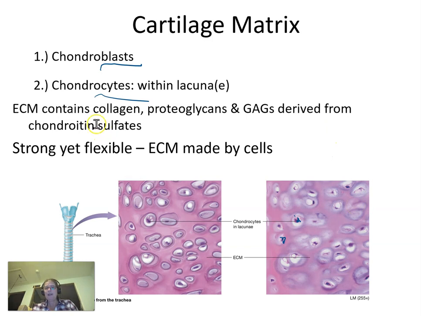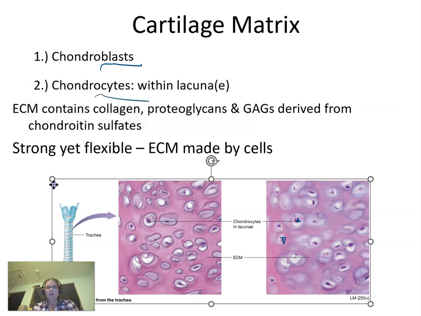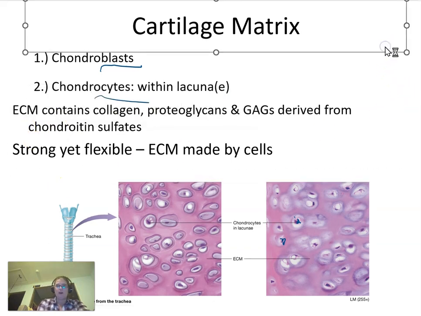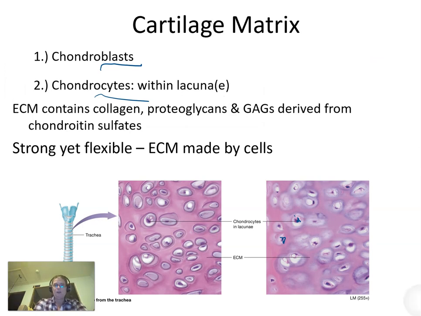The matrix has a lot of collagen and a lot of those sticky proteins. A lot of it comes from these chondroitin sulfates that you might have heard of before. In fact, you may have heard of taking chondroitin sulfate or glucosamine chondroitin to help with cartilage. The jury's kind of out if that helps or not. But what happens is this matrix is very, very strong, but it's also pretty flexible as well. So it's a good combination material.